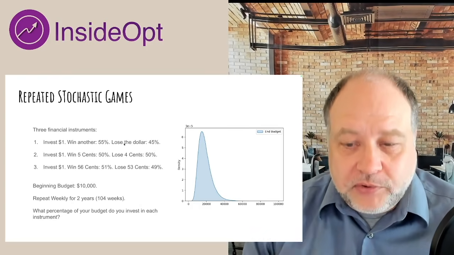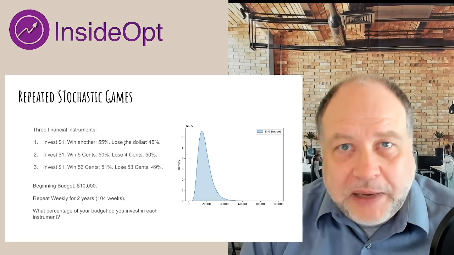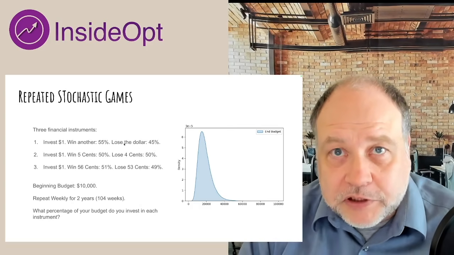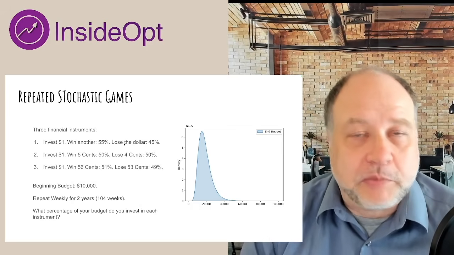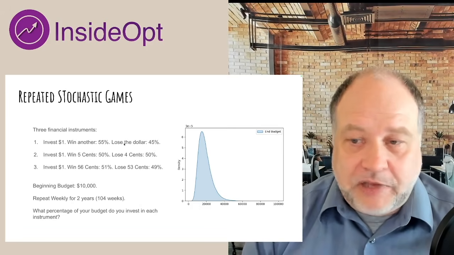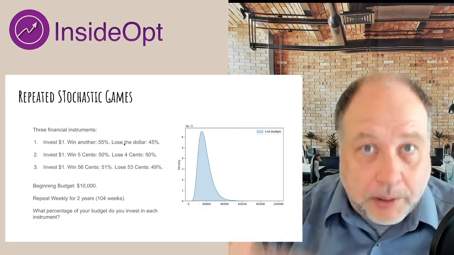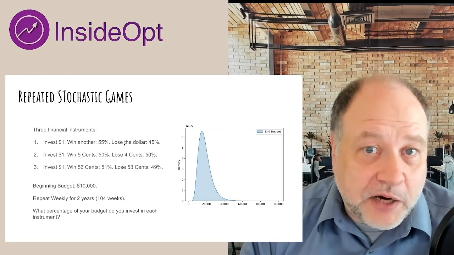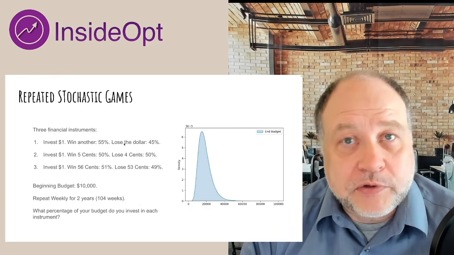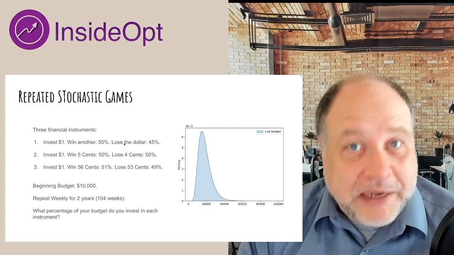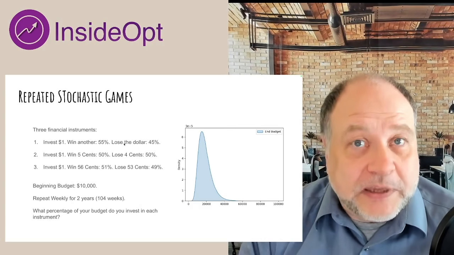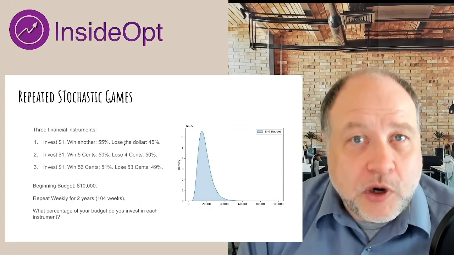Now if we want to optimize our expected gains, it is still correct that we should be investing into instrument number 1, because every single time that we do that, we double our money and we have higher odds of winning than of losing. If we do that, our expected end budget would be over $200 million.